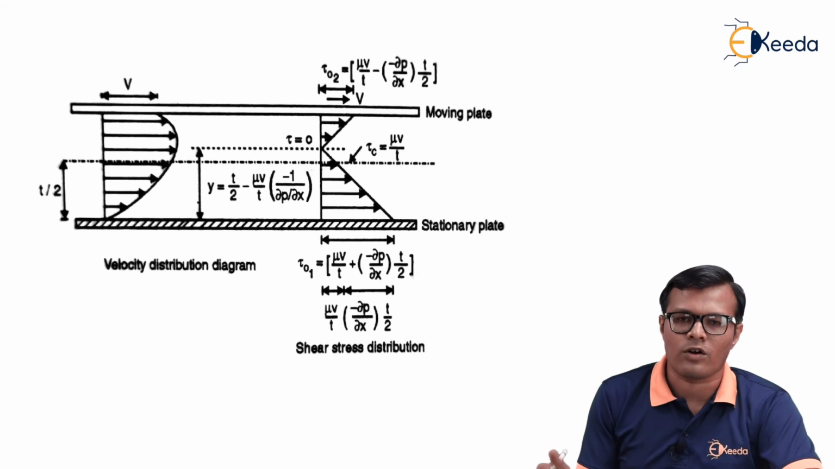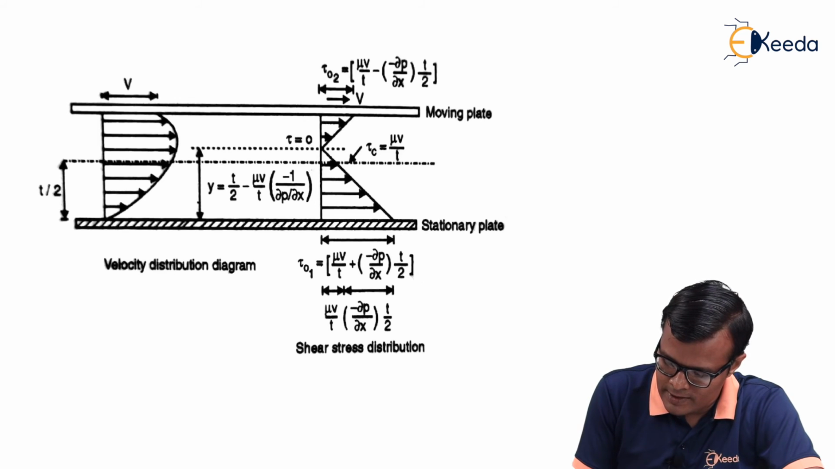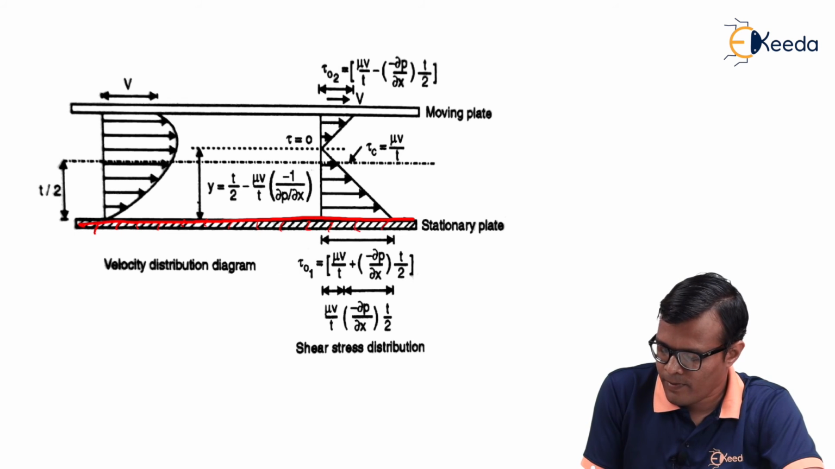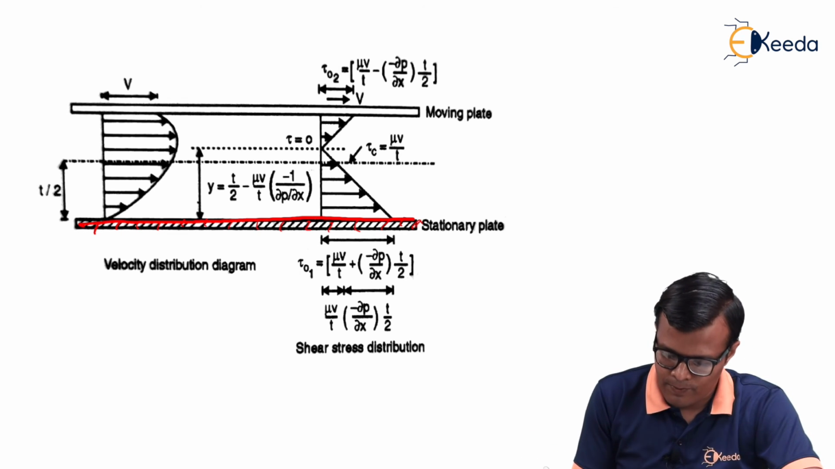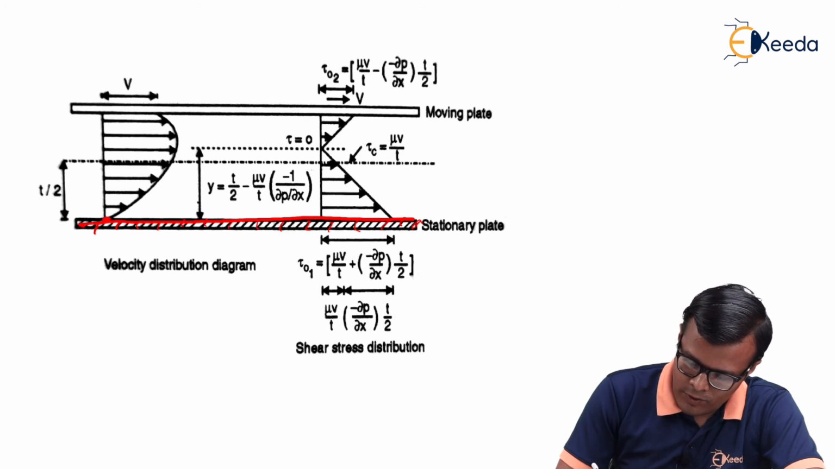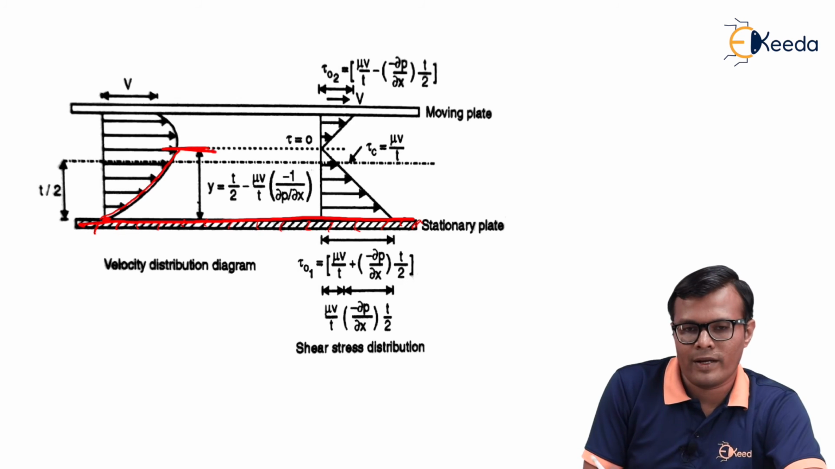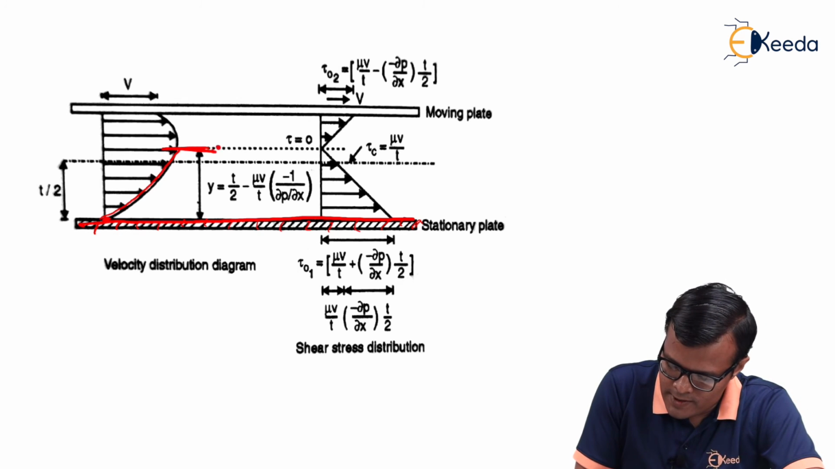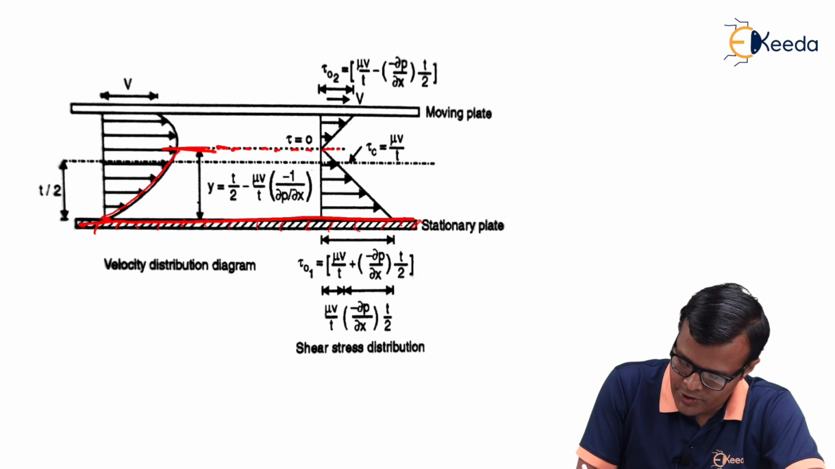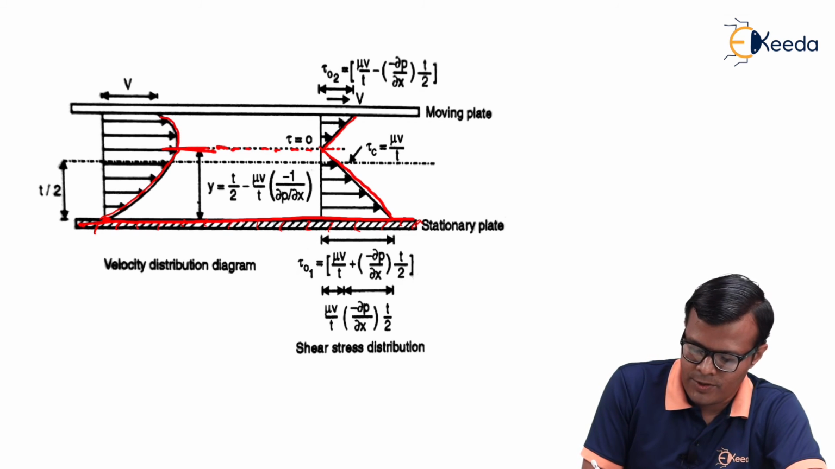If I want to talk about the actual distribution of velocity, then it will look something like this. See, this is the stationary plate. If I want to talk about velocity at y equal to 0, at this point velocity will be 0. It will go on increasing up to a particular value of y where shear stresses are 0. So this is the point of u max where shear stresses are 0. This is the shear stress distribution diagram and this is the velocity distribution diagram.